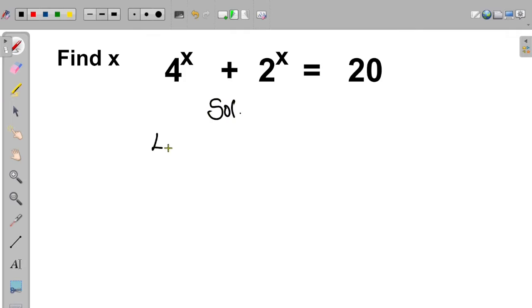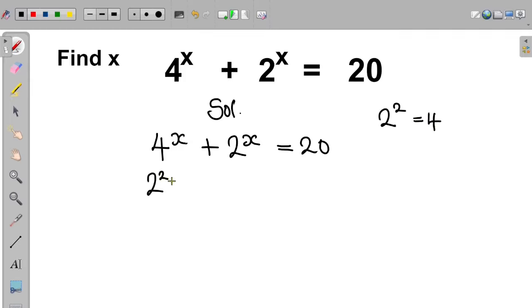In this video, we are asked to find the value of x. So we have that 4 to the power of x plus 2 to the power of x is equal to 20. Now, the first thing we do here is to express 4 in the power of base 2. So you know that 2 to the power of 2 is equal to 4. So therefore, we have 2 to the power of 2, all to the power of x, plus 2 to the power of x is equal to 20.